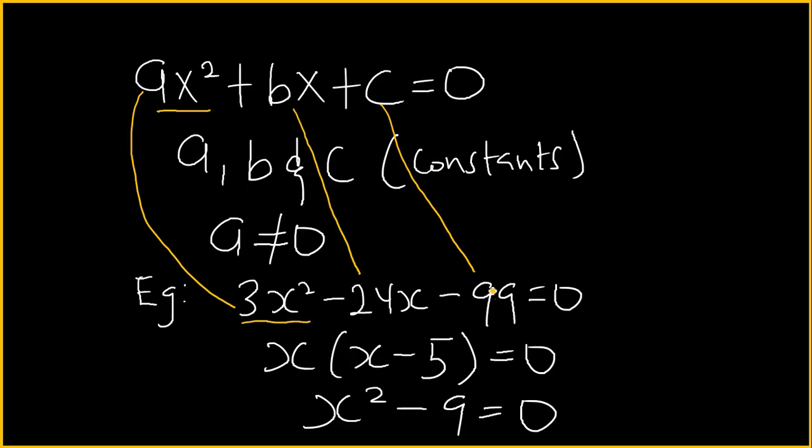So for the first equation, a is the number 3, b is the number negative 24, and c is the number negative 99. So this obeys the general equation and it makes this a quadratic equation. Now let's delve into the second example.